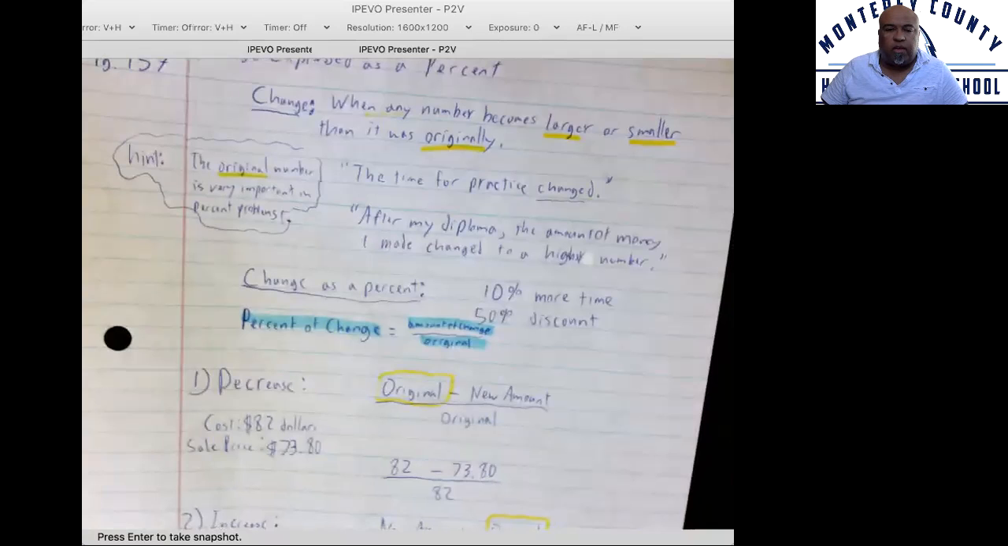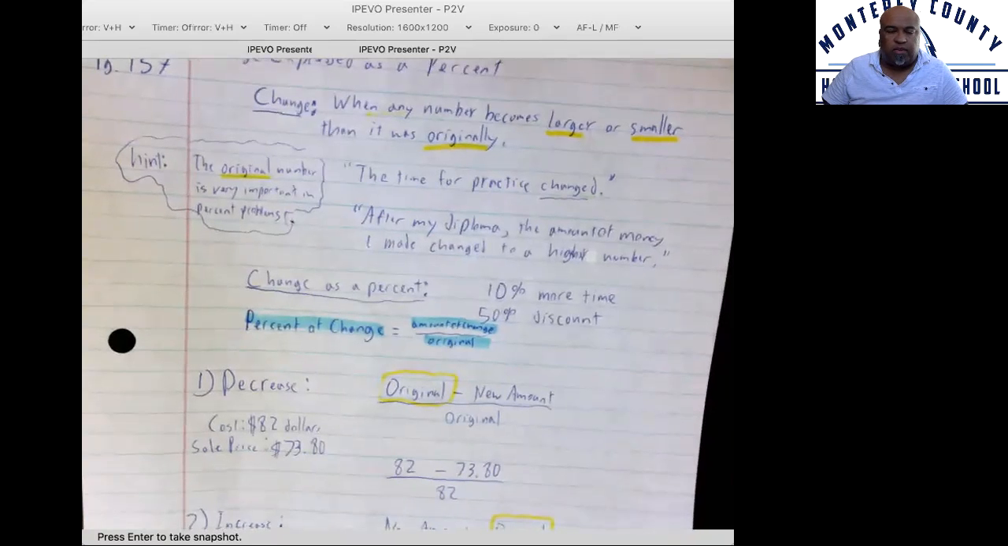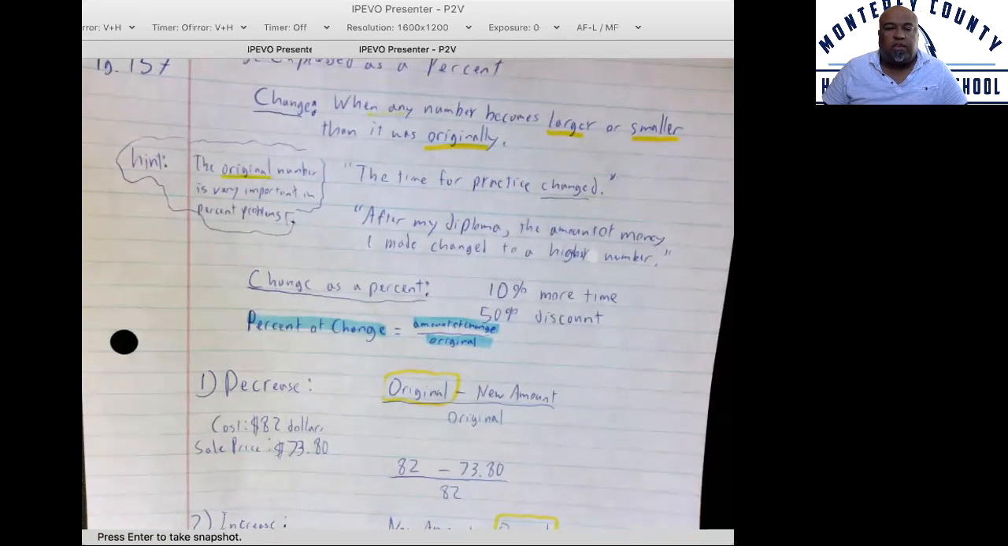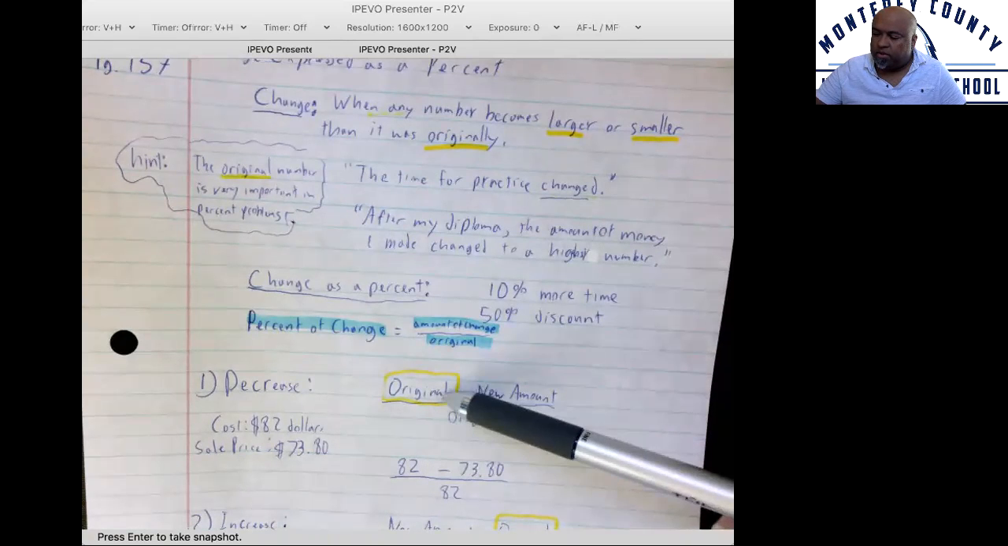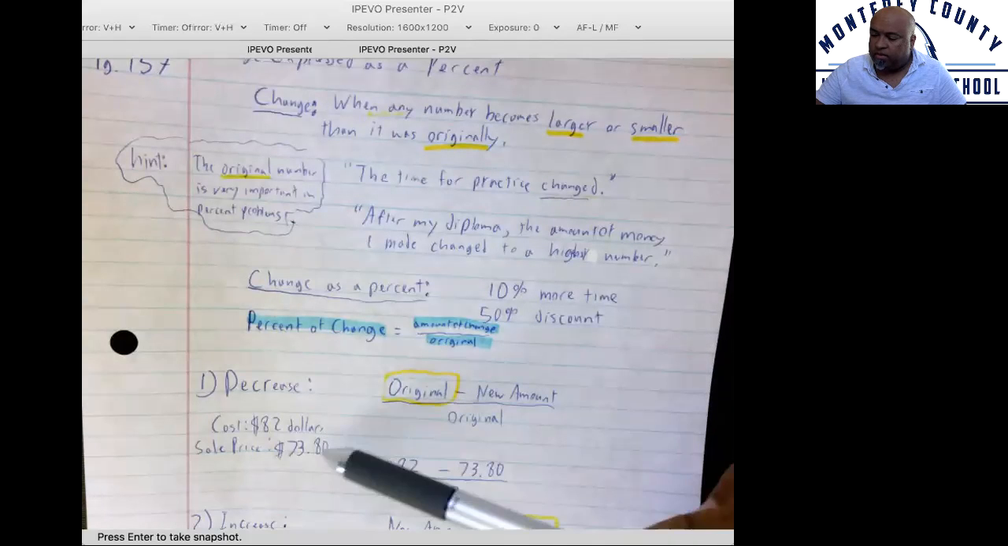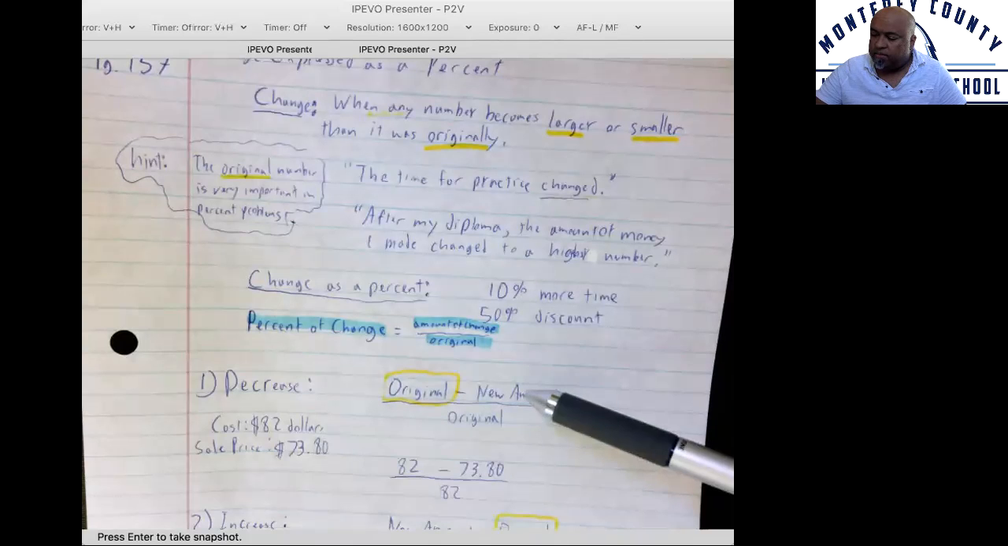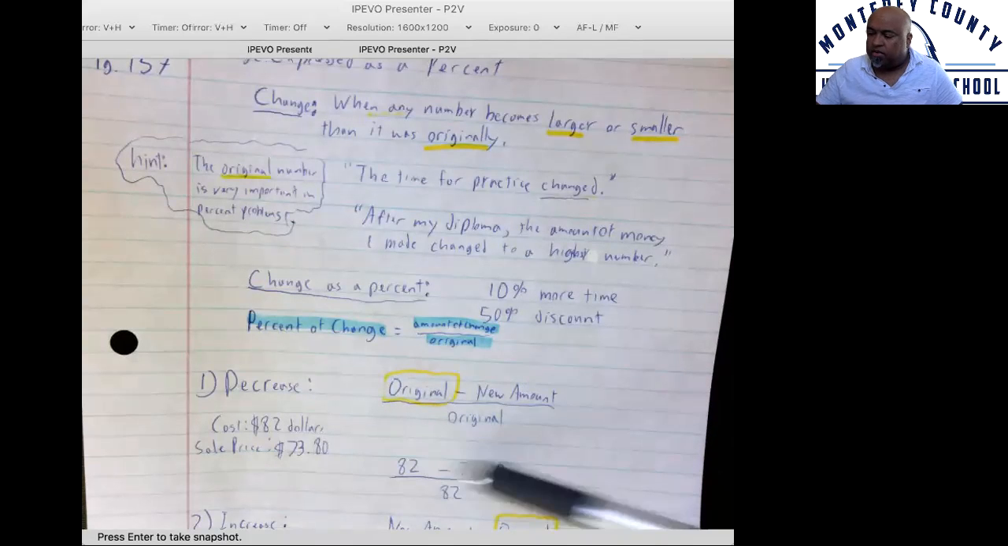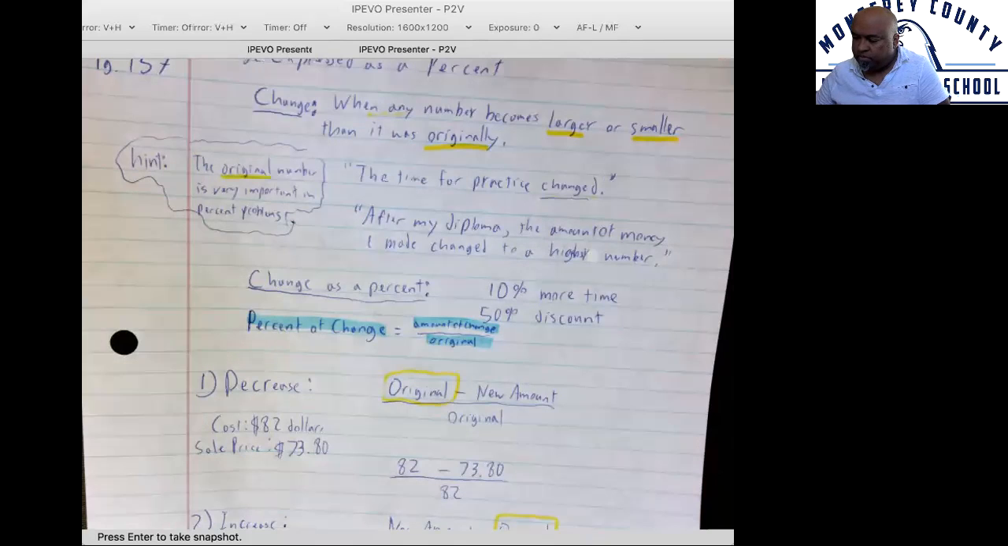And this is the amount of decrease. Okay, so this might be good if something is on sale. Okay, so if the original cost of a sweater is $82 and the sale price is $73.80, then here's how you'd find it. You take the original amount, the original price, $82, minus the new amount, $73.80. Okay, and I wrote that here, 82 minus 73.80.